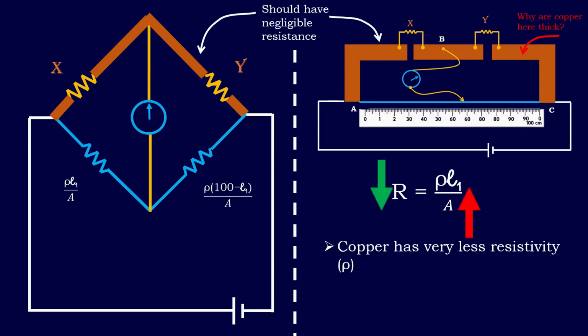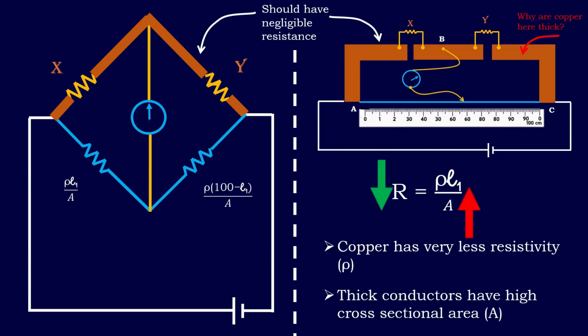Copper is used because it has very low resistivity. The conductors are made thick so that their cross-sectional area is large, which further reduces their resistance. This keeps the setup close to an ideal Wheatstone bridge and improves the accuracy of the measurement.